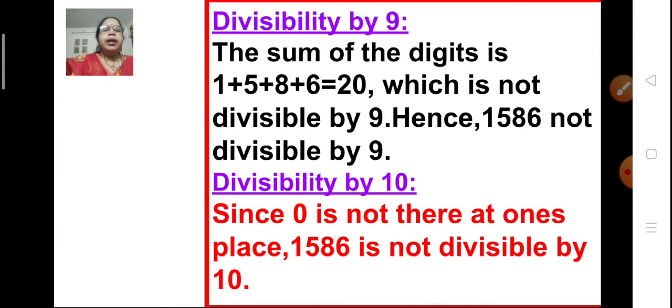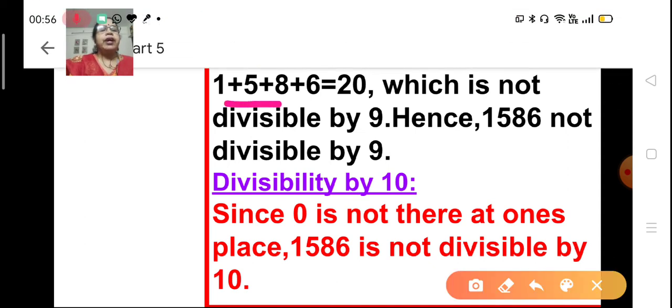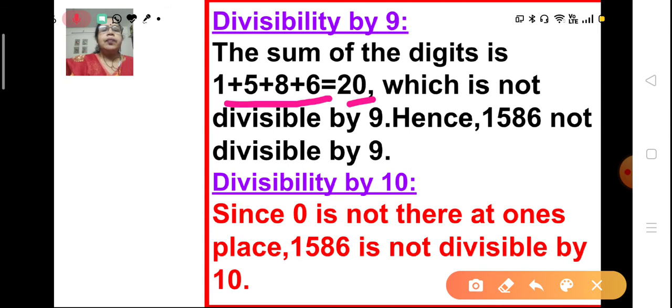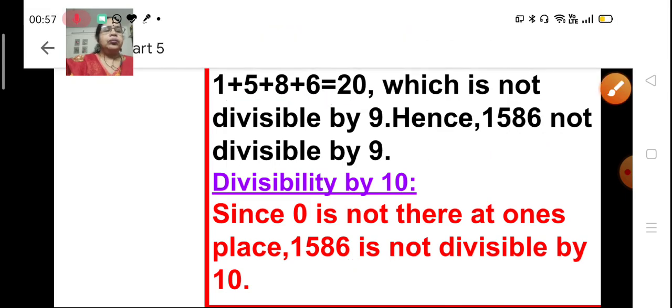Now, divisibility by 9. We have to check the sum of the digits. And what is the sum of the digits? 1 plus 5 plus 8 plus 6 is 20, and 20 is not divisible by 9. So, the number 1586 is also not divisible by 9. And divisibility by 10, it should have 0 in ones place, but in this number we can see 6 is there in ones place. So, it is not divisible by 10.